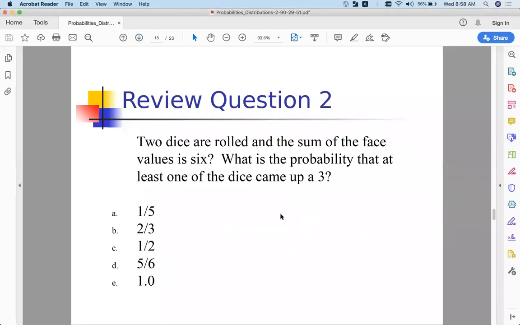2 dice are rolled and the sum of the face values is 6. Take your time, don't jump to answers. What is the probability that at least one of the dice came up 3? 2 dice are rolled, sum of the face values is 6. What is the probability that at least one of the dice came up 3?